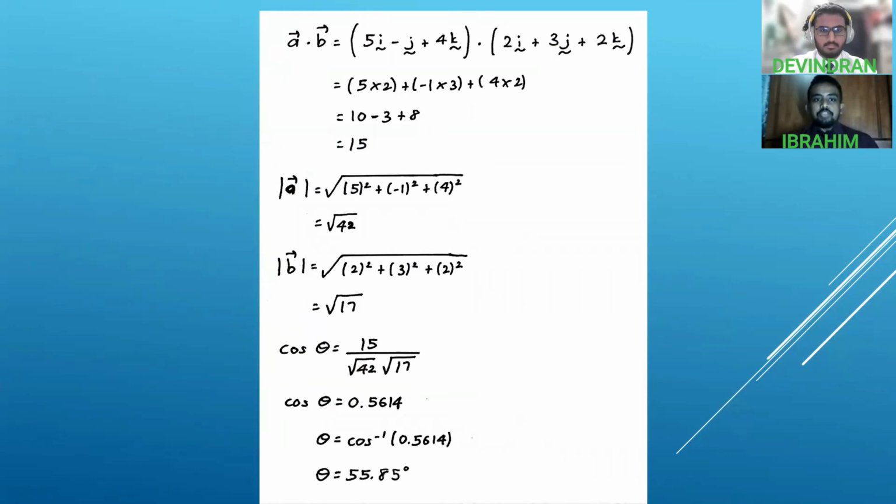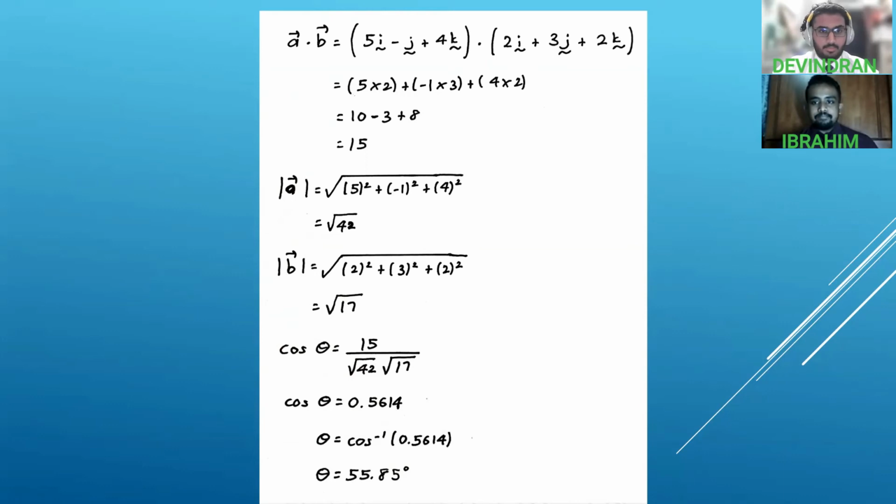Okay, so guys, first we need to find the dot product of vector A and vector B. So first we need to multiply vector A and vector B. So 5i minus j plus 4k multiplied with 2i plus 3j plus 2k equals 15. So the dot product of A and vector B is 15.